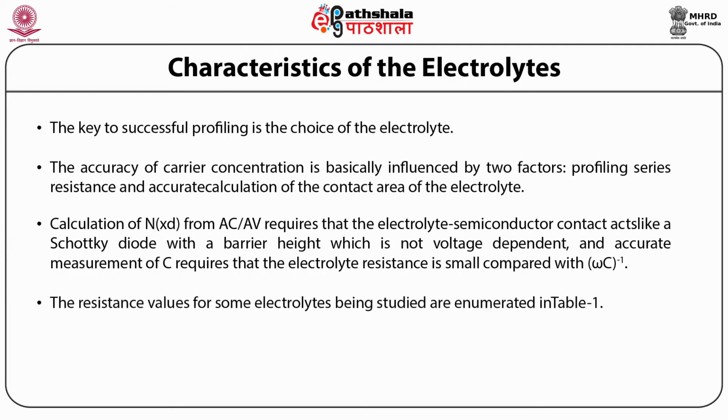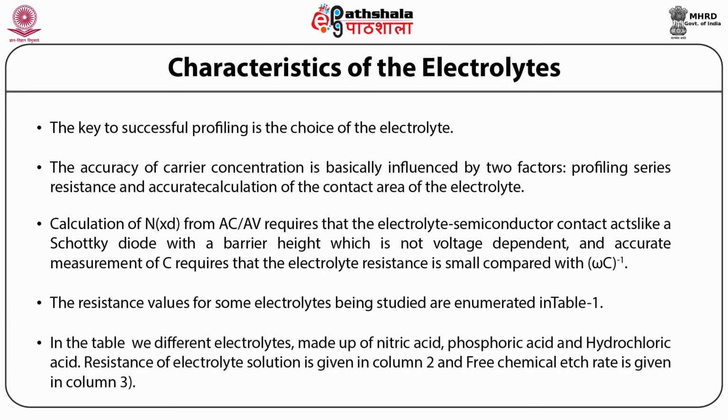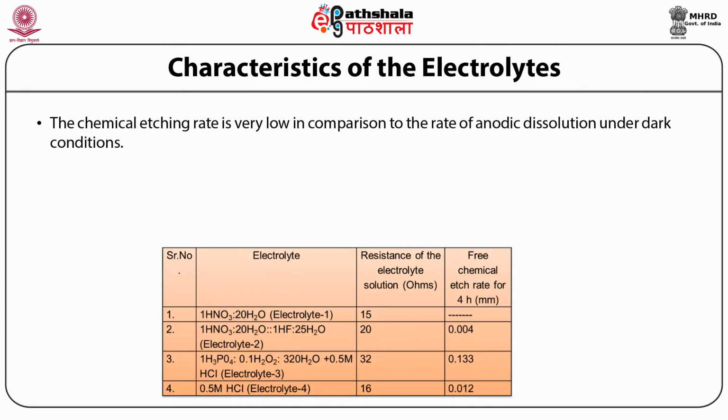The resistance values of some electrolytes being studied are enumerated in Table 1. In Table 1, resistance values and free etch rates of different electrolytes are given. In the table, we have different electrolytes made up of nitric acid, phosphoric acid, and hydrochloric acid. Resistance of the electrolyte solution is given in column 2 and free chemical etch rate is given in column 3. The chemical etching rate is very low in comparison to the rate of anodic dissolution under dark conditions.